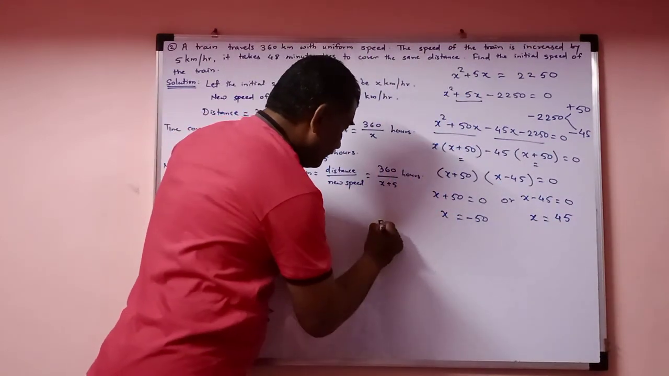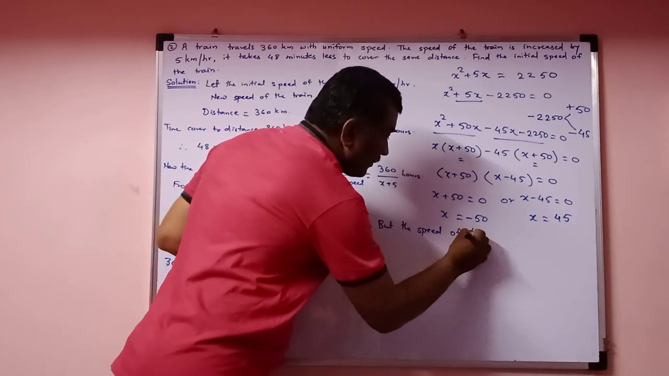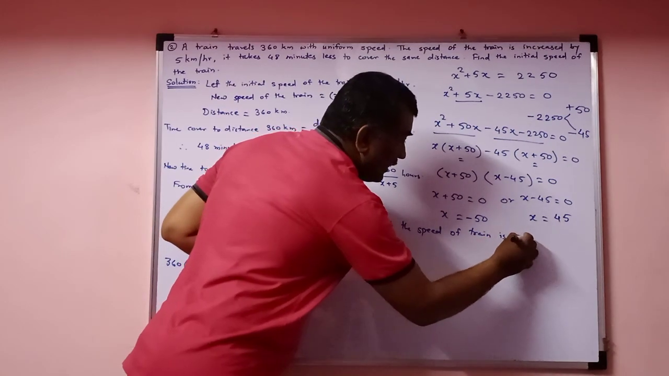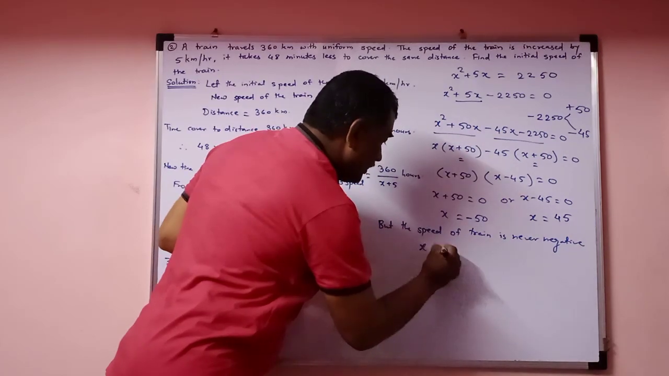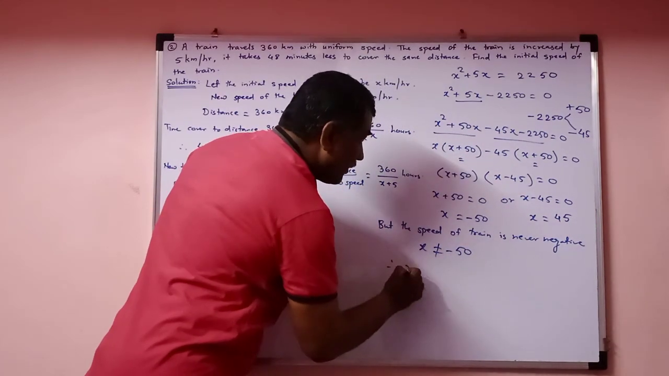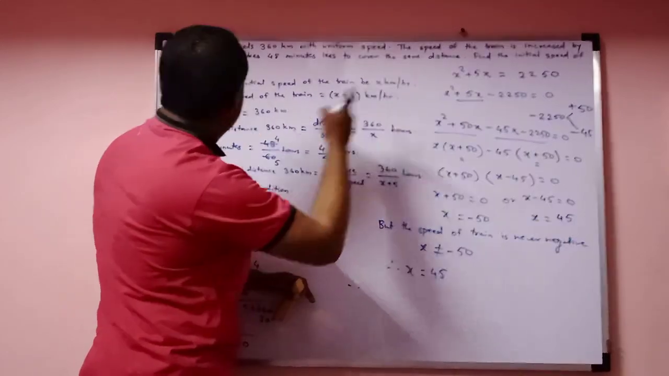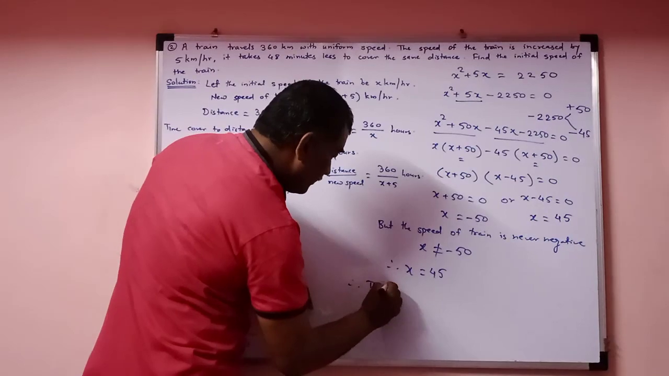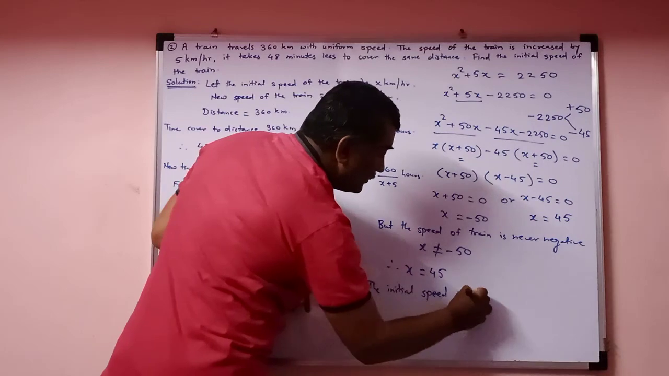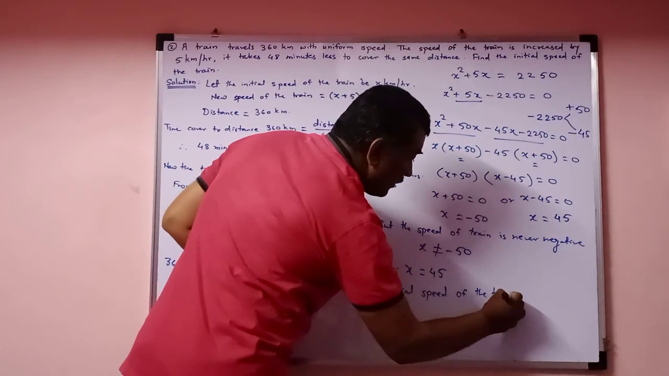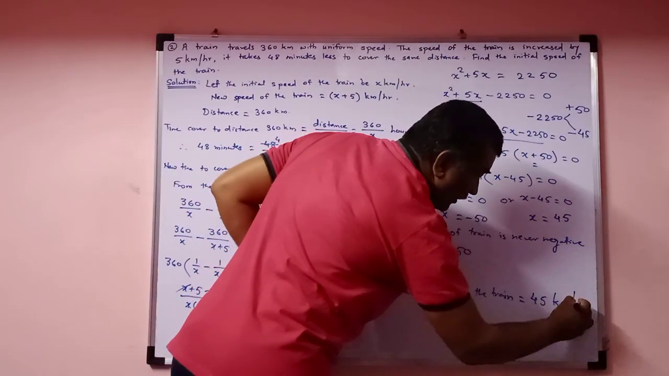But the speed of train is never negative. x is not equal to minus 50, therefore x is equal to 45. Therefore the initial speed of the train is equal to 45 kilometer per hour.